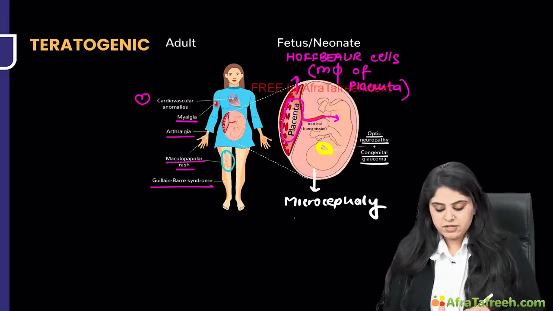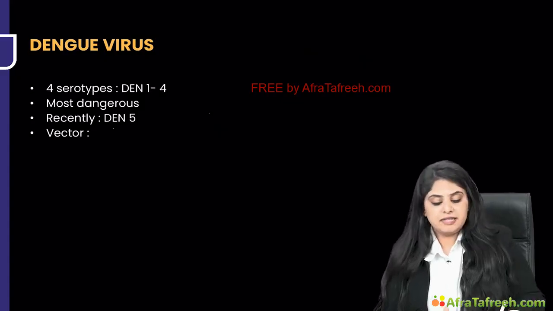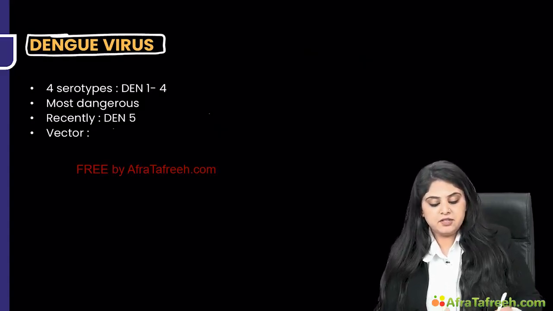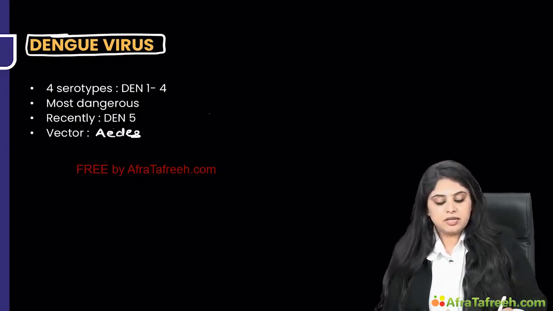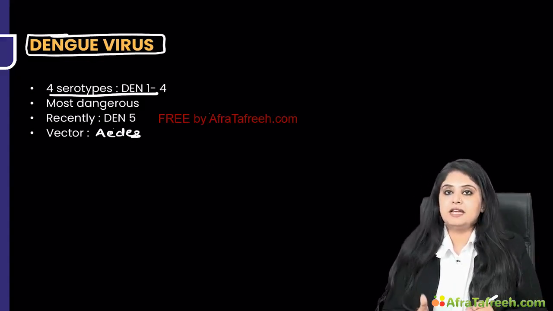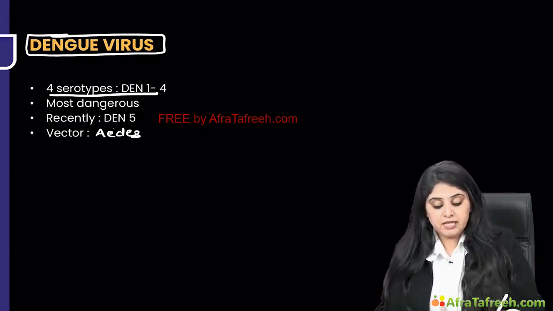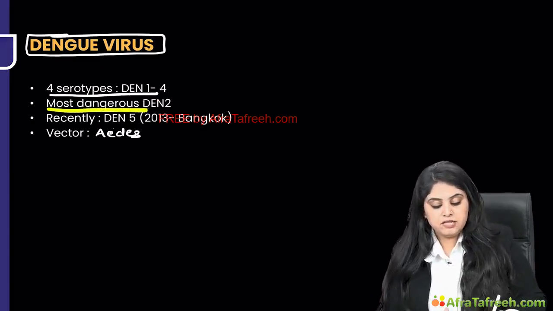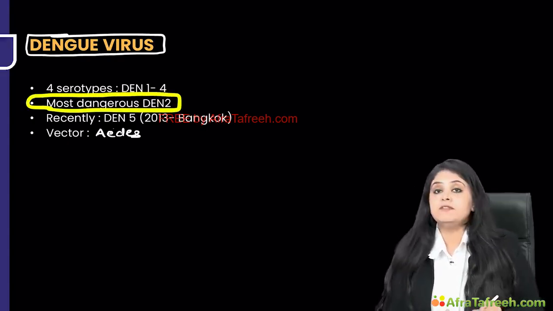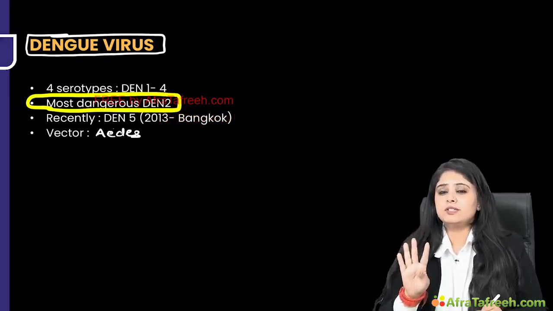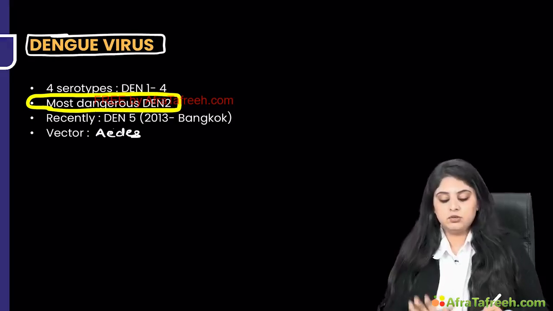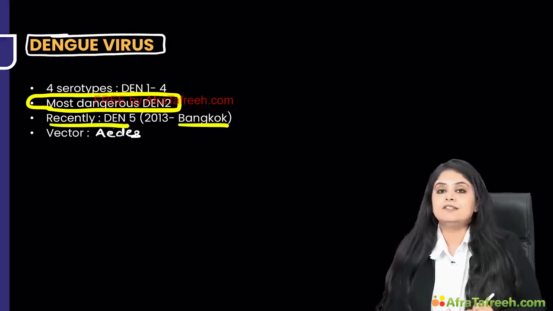Now the next one, which I believe everyone is anyway aware of, and that is dengue fever. And of course, the vector is going to be Aedes. How many serotypes are there for dengue fever? We have 4 serotypes, that is DEN 1 to DEN 4, out of which DEN 2 is definitely the most dangerous one. So 4 serotypes are there, but in Bangkok now a 5th serotype has been reported, and that is DEN 5.